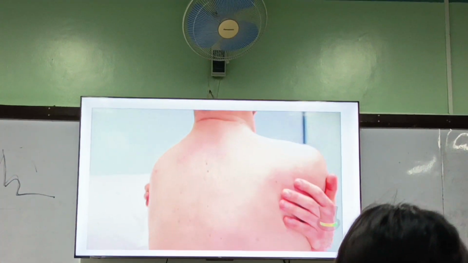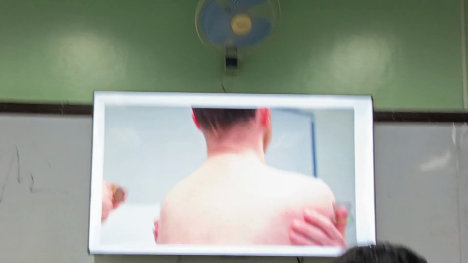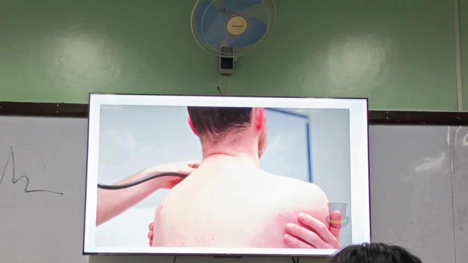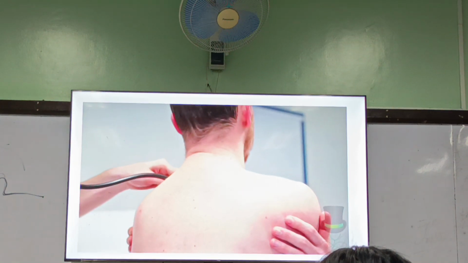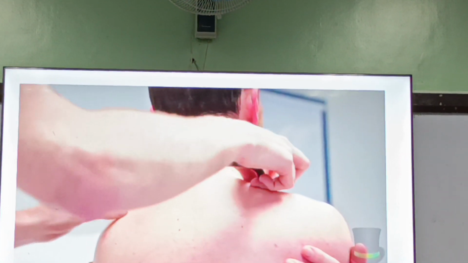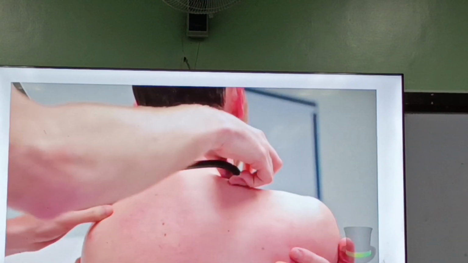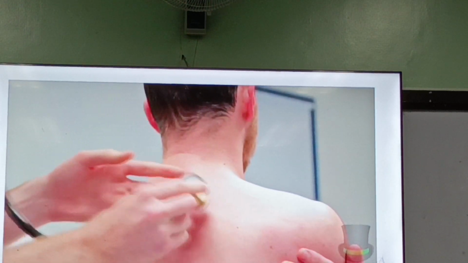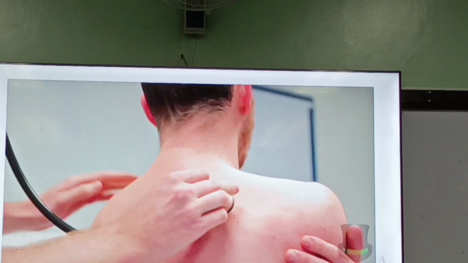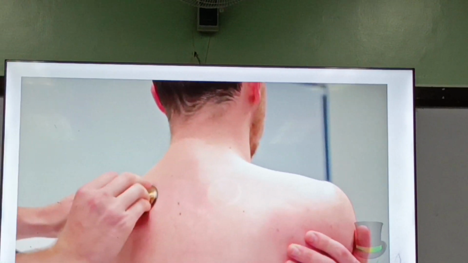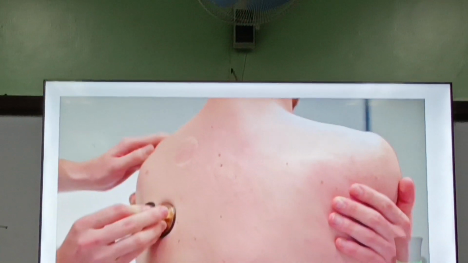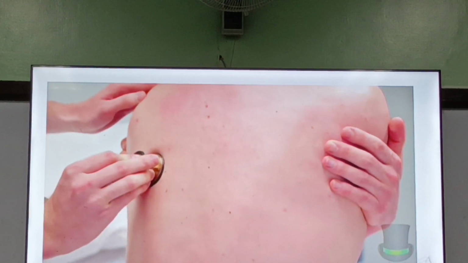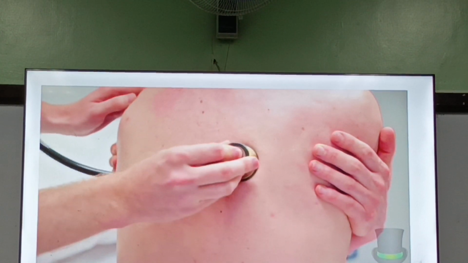And listen to your breathing. So, you take some deep breaths in and out through your mouth. Start by listening over the apices with the valve. Switch over to the diaphragm. Move in an S-shaped pattern so that right is compared to left and upper compared to lower regions. Listen over the same areas you discussed. Good. The apices, 4 to 5 areas down the chest and 2 areas in the axilla.